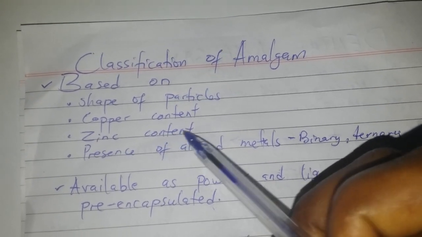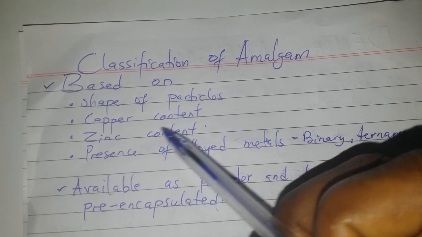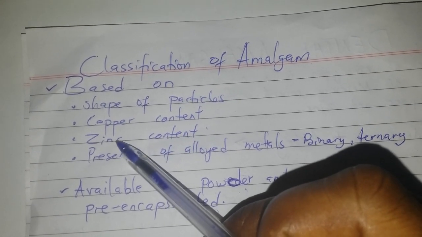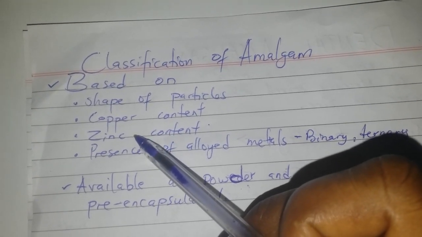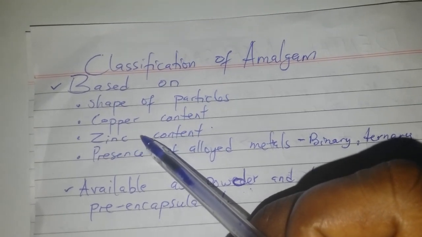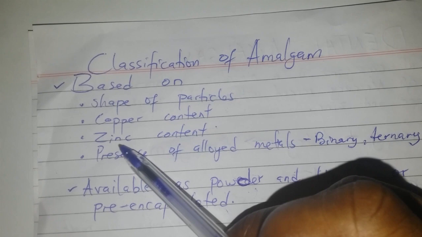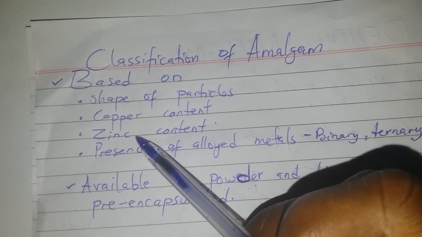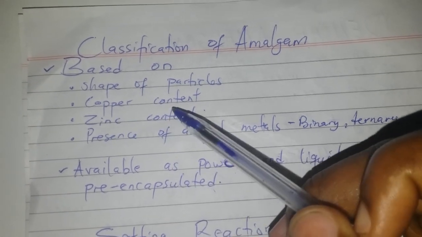Also, zinc content is based on the presence or absence of zinc. Zinc usually is used as a scavenger. It undergoes oxidation so that the rest of the metals in the alloy are spared. However, the zinc is also responsible for expansion. So dental amalgam containing zinc usually has greater expansion.